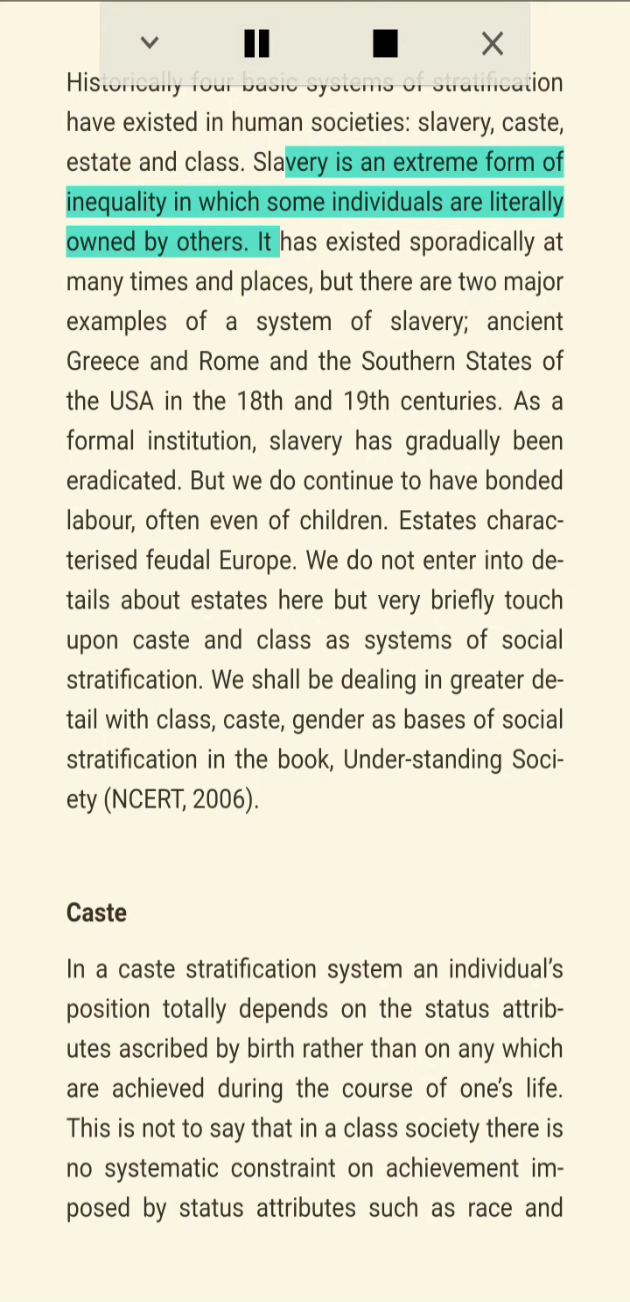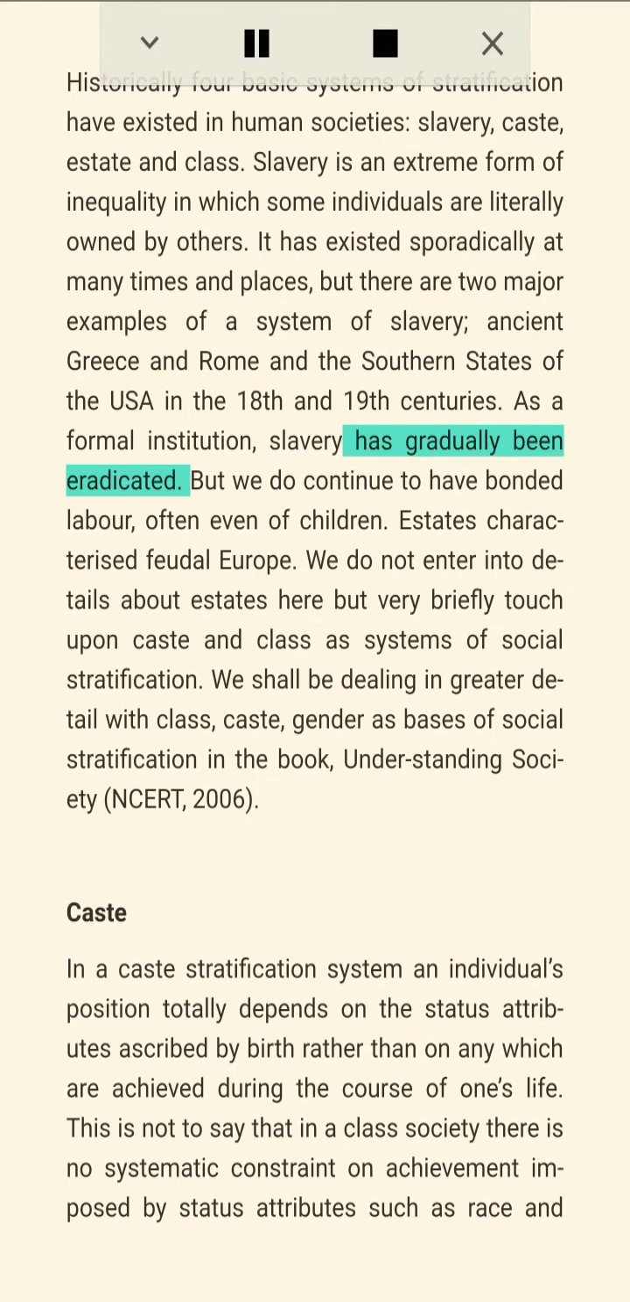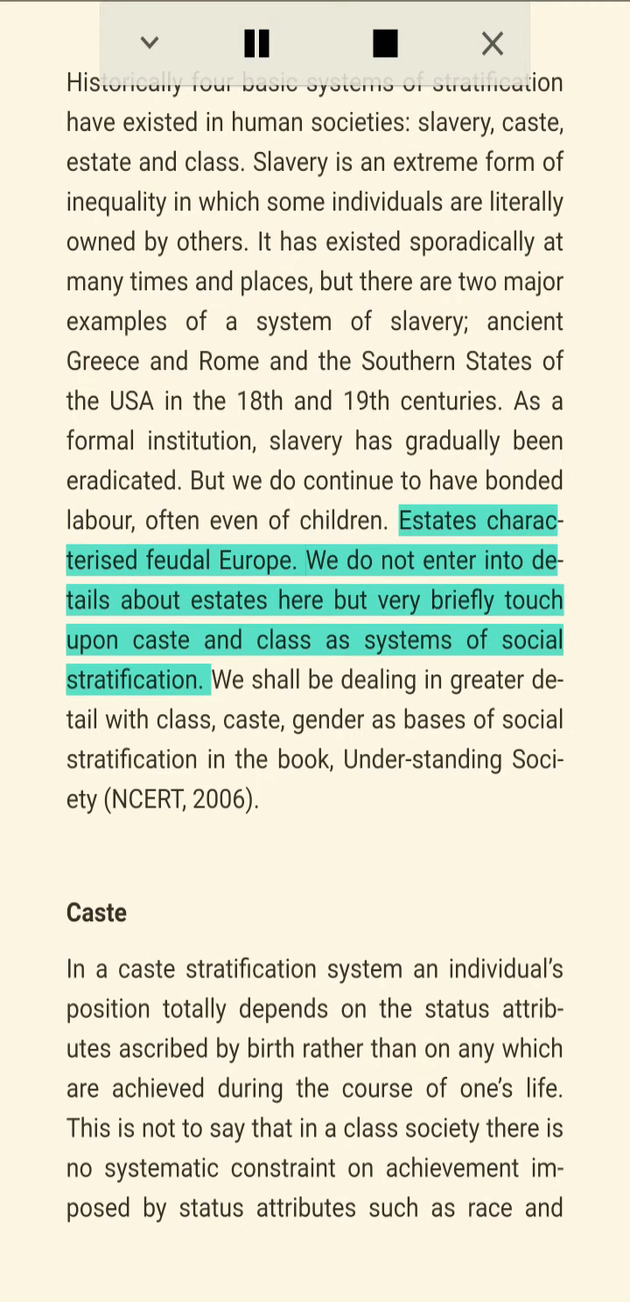Slavery is an extreme form of inequality in which some individuals are literally owned by others. It has existed sporadically at many times and places, but there are 2 major examples of a system of slavery: ancient Greece and Rome, and the southern states of the USA in the 18th and 19th centuries. As a formal institution, slavery has gradually been eradicated. But we do continue to have bonded labor, often even of children.